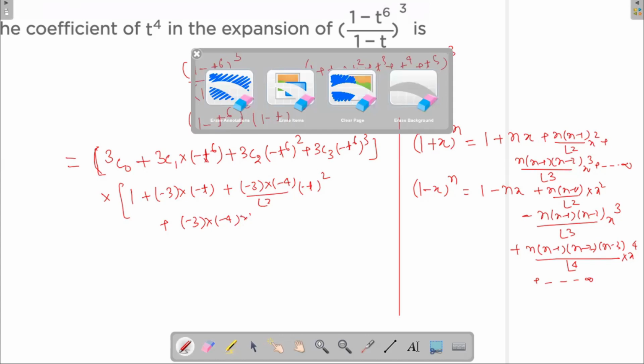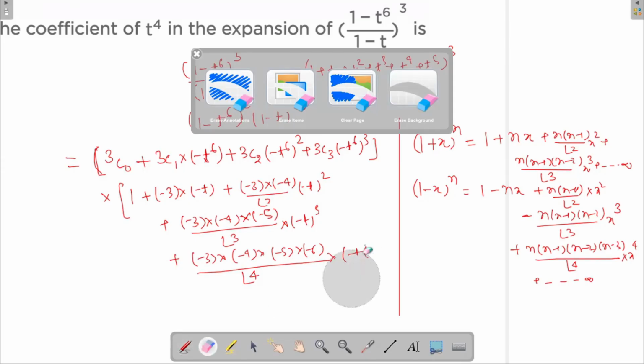upon factorial 3, and then (minus t) whole to the power 3, and then plus minus 3 into minus 4 into minus 5 into minus 6 upon factorial 4 into (minus t) whole raised to the power 4, and then it will keep on going.